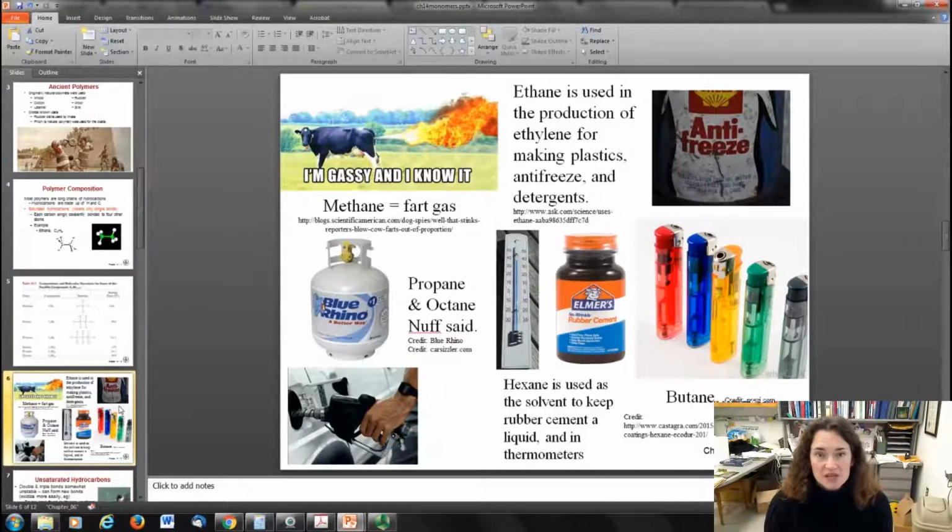To talk about what some of the compounds are used for, I made this funny little graphic. Methane is fart gas, so you're probably super familiar with that one and have been since birth. Ethane is used in the production of ethylene for making plastics, antifreeze, and detergent. Propane and octane, you're probably really familiar with as fuel for your car or for cooking food. Hexane is a solvent that's used to keep rubber cement liquid, and it's also used in a lot of thermometers. And butane is a lighter fluid present in a lot of lighters. So there are some of the uses of those things.